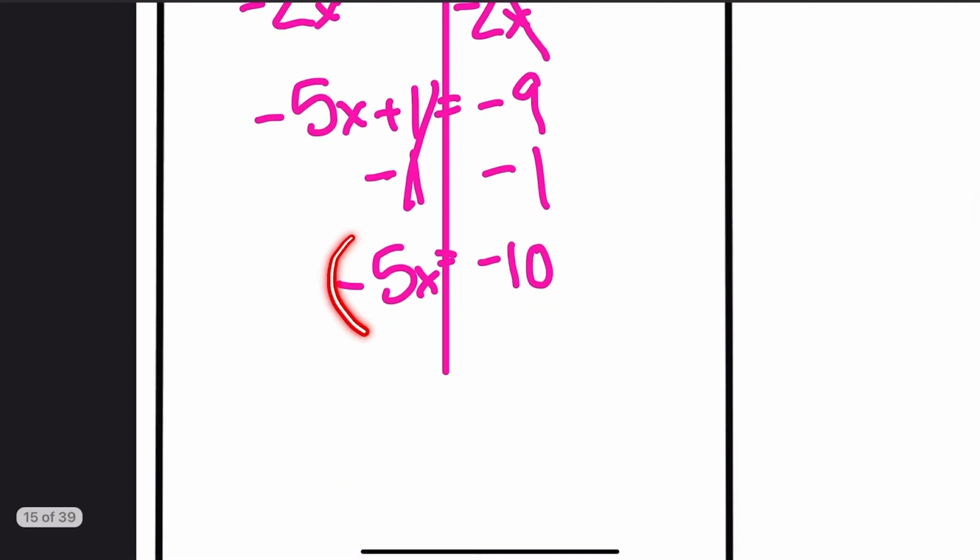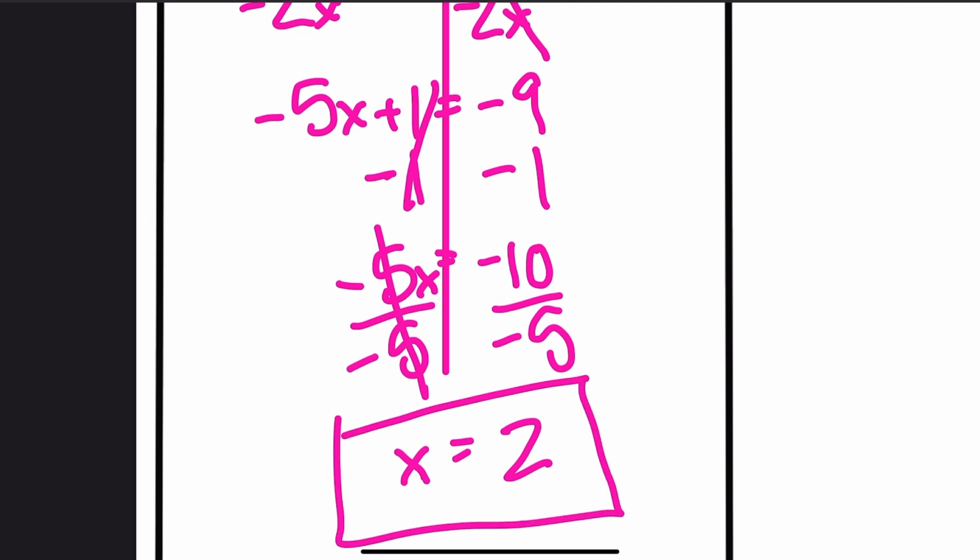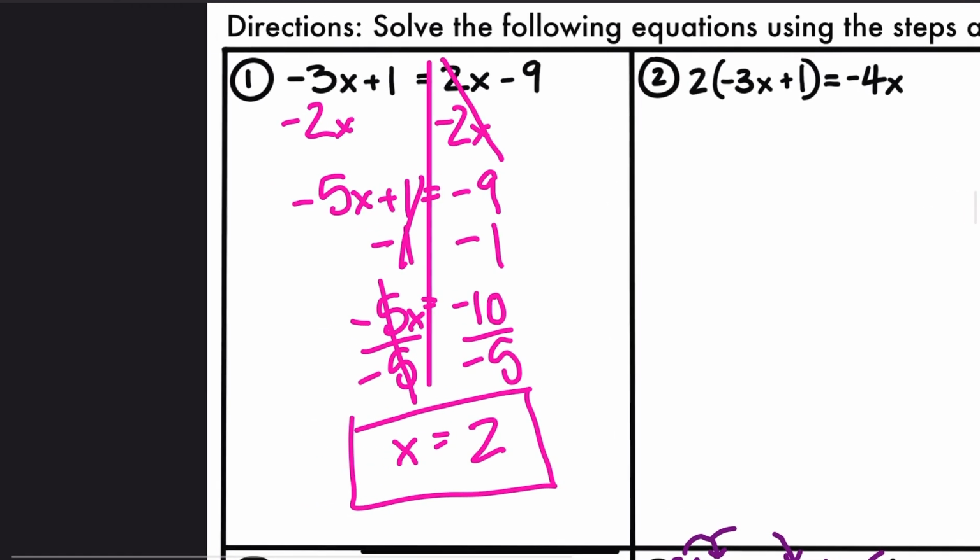I see that I have my negative 5 still. It's being multiplied by x because these two are so close together. So I'm going to divide, which is the opposite of multiplication. When I do that, negative 5 divided by negative 5, that's going to leave me with a 1 or just an x. And then I have a negative 10 divided by negative 5. That'll give me a positive 2 for my answer. And now I know I'm done because I have that x by itself and it equals my number.